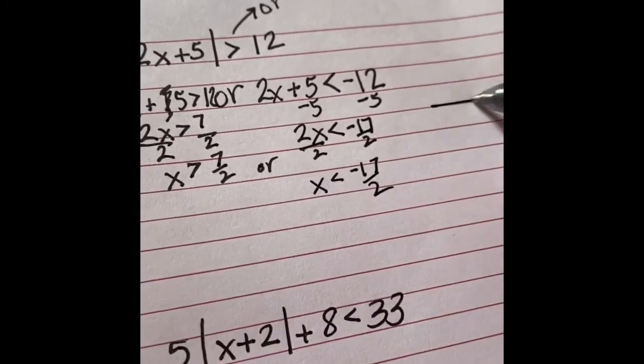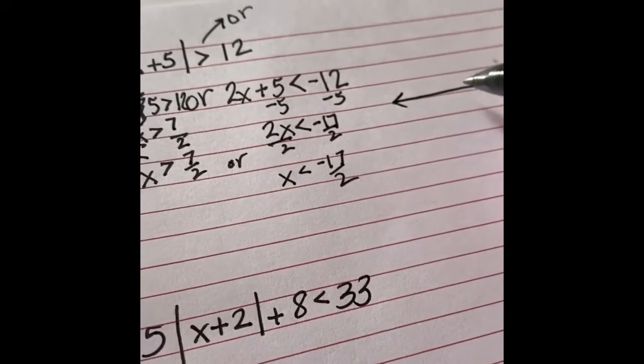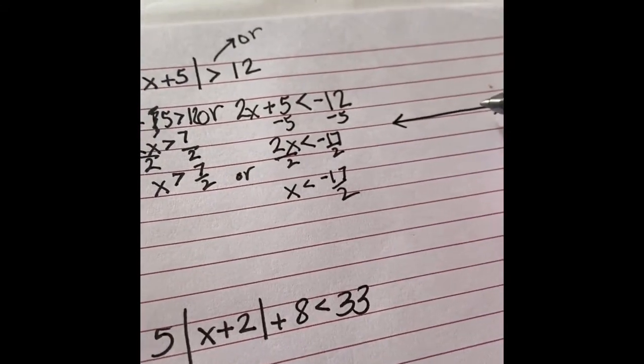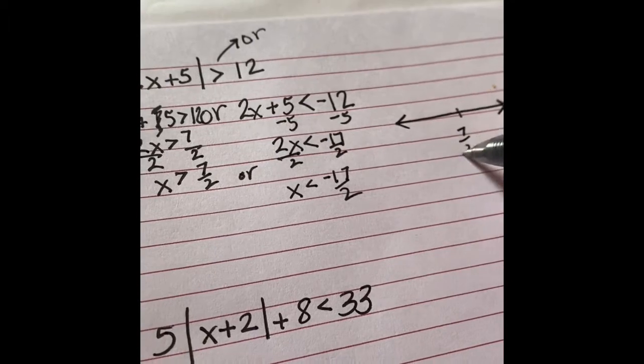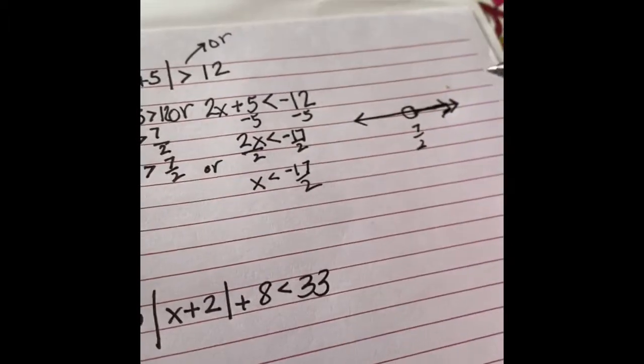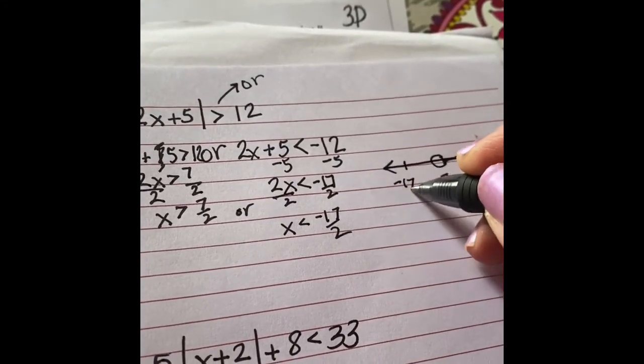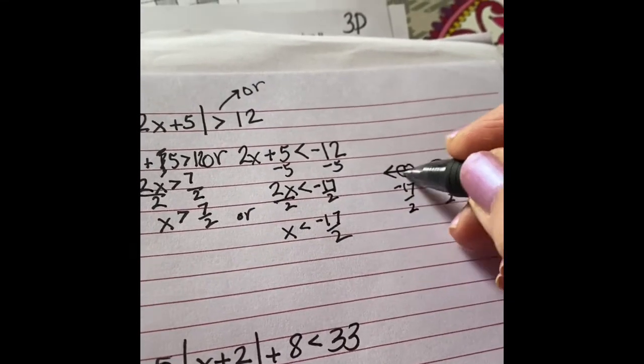I'm going to put this on a number line really quickly so that you can see what it looks like. Greater than 7 halves, which is 3.5, open, shade to the right. Less than negative 17 halves, just negative 8.5.